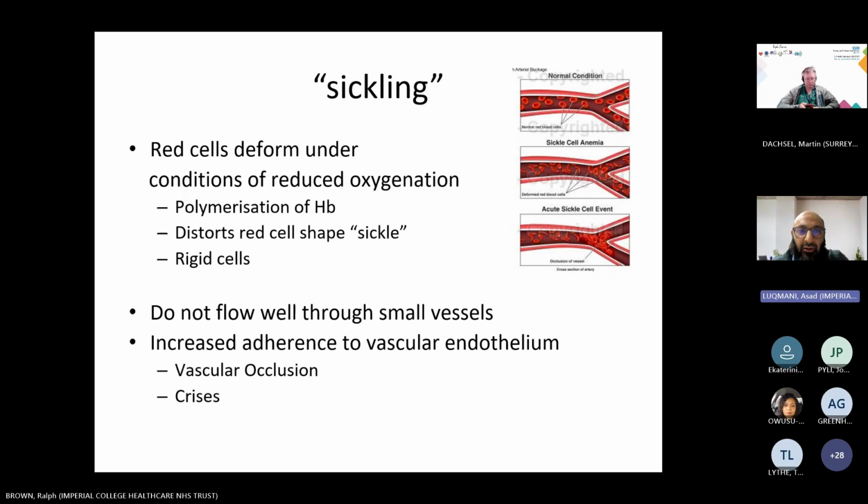The other consequence of hemoglobin S polymerization is that it causes hemolysis. People with sickle cell disease invariably have a chronic hemolytic anemia, and many of the chronic complications of sickle cell disease are due to chronic hemolysis. So we're not going to be talking as much about those, focusing more on the vaso-occlusion and the acute episodes.